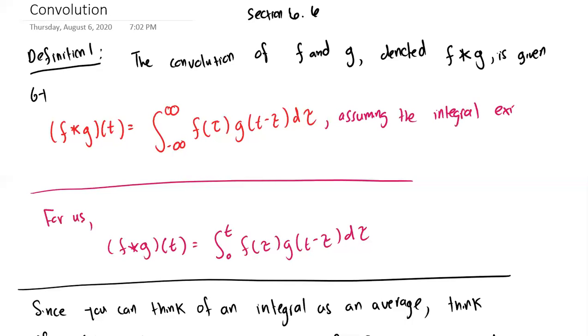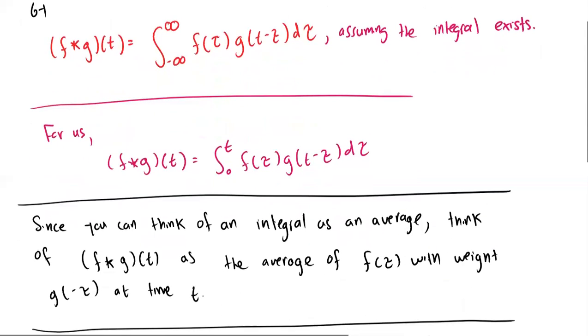Now, for our purposes, since we're really only working with functions defined for t greater than or equal to 0, we can rewrite this definition to suit our needs. So for our purposes in this class, we're going to think of f star g, or the convolution of f and g, as just the integral from 0 to t of the same thing, f of tau times g of t minus tau d tau. So again, notice this is going to be a function of t because we're integrating with respect to tau.